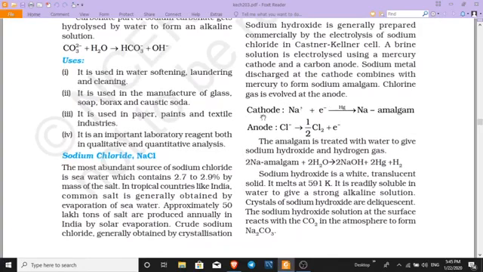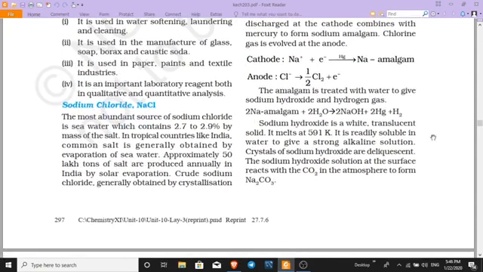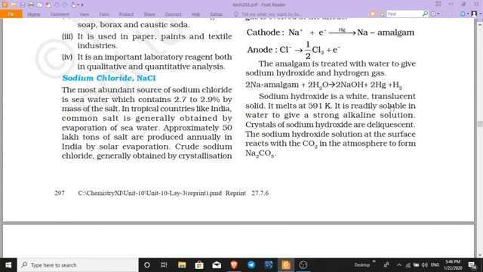Now see what happens at the cathode. Na+ gets one electron, and in the presence of Hg, which is mercury, it forms sodium amalgam. Now at the anode, Cl- loses its electron and forms half Cl2 plus one electron is lost. Half Cl2 means if we take 2 Cl-, then it will form Cl2. The amalgam is treated with water to give sodium hydroxide and hydrogen gas. Now 2Na amalgam + 2H2O forms 2NaOH + 2Hg + H2.